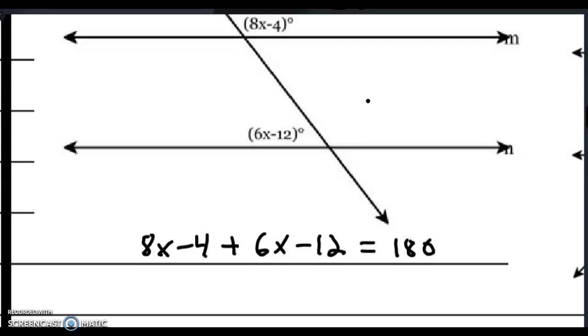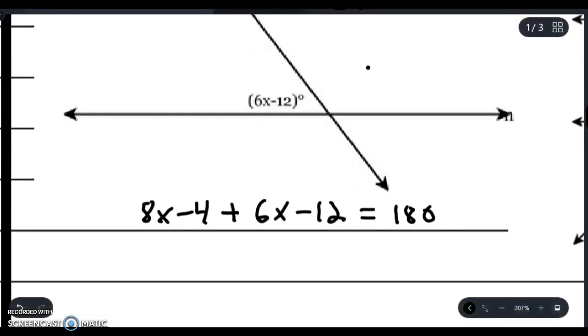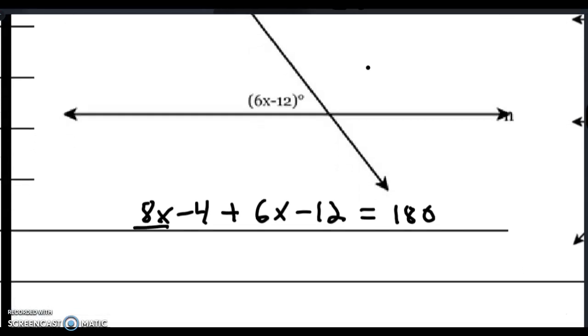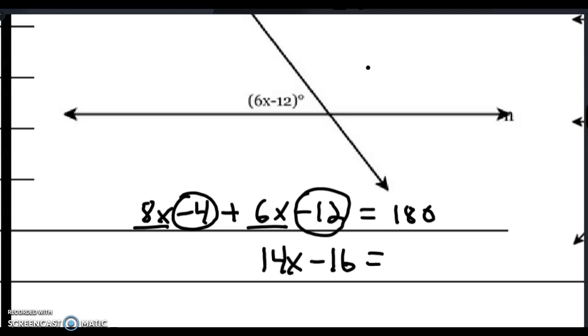So now I'm going to work it from there. I'm going to find my like terms. 8x, 6x, negative 4, negative 12. The 8x and the 6x add up to equal 14x. And the negative 4 and the negative 12 add up to equal negative 16. And I'm just going to bring down the 180.